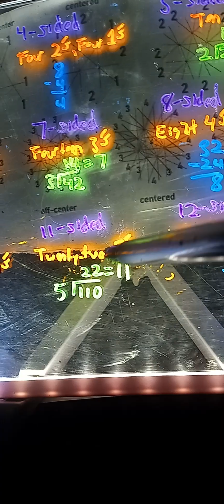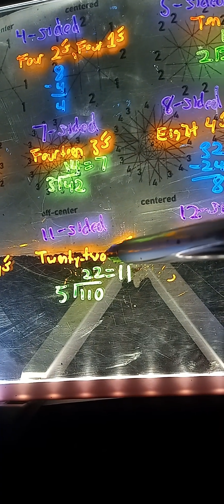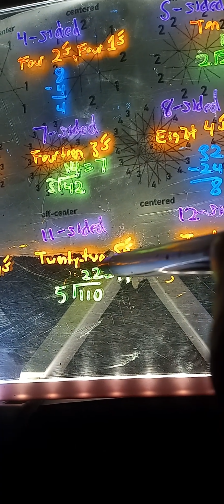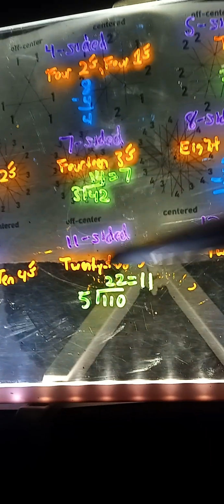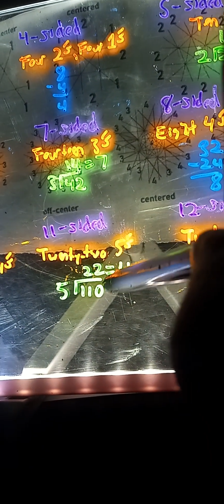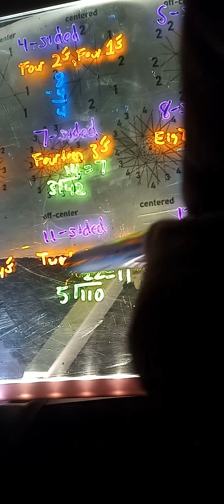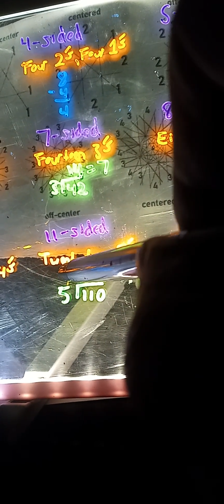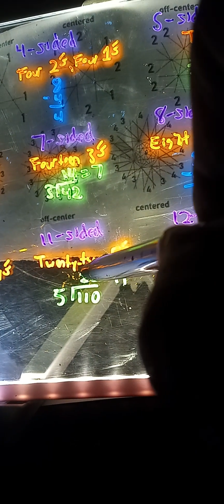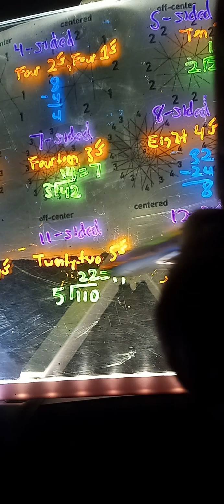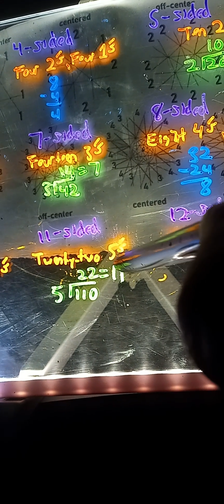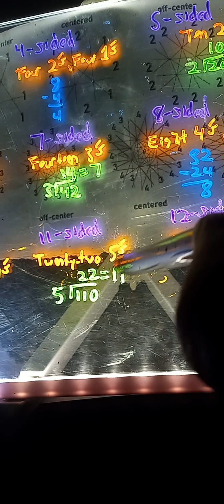For 11-sided, it's 22 fives. And it goes in a pattern like that, 22 fives. So 22 times 5 is 110, and 5 parallel lines going through 110 is 22, and you take half because you're counting both sides. So that's 11 lines going through.